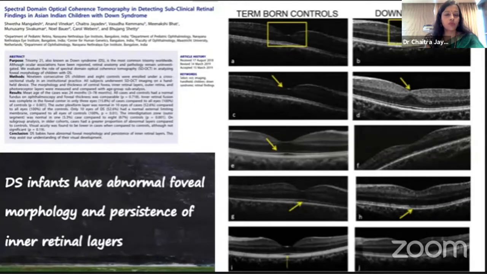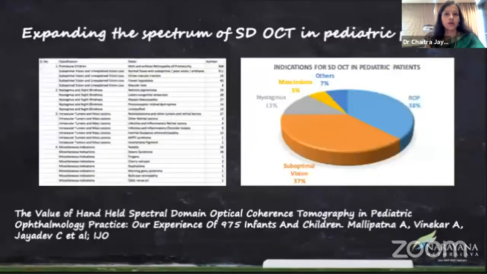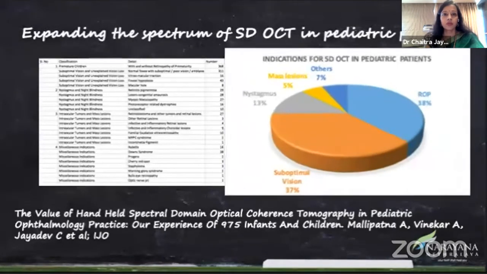They have abnormal foveal morphology and persistence of the inner retinal layers as well. Here again, we did a correlation with the vision. This is another paper where we presented the expanding spectrum of ST-OCT in pediatric patients. And we could show that the value of a handheld device in these patients is extremely important in picking up a lot of vision-threatening conditions which we can probably treat on time.